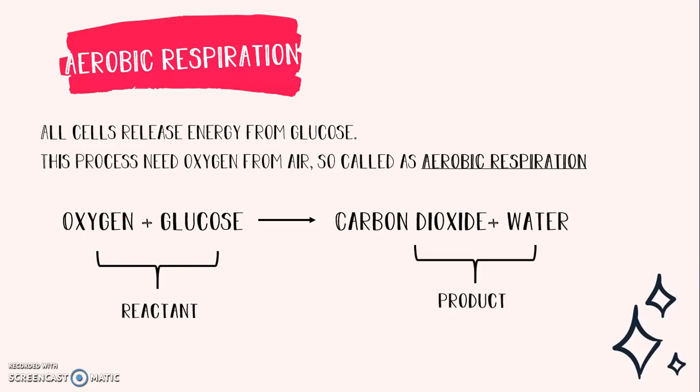Your respiratory system, your circulatory system, and your digestive system all work together to ensure that all the cells in your body get the substances they need for aerobic respiration.